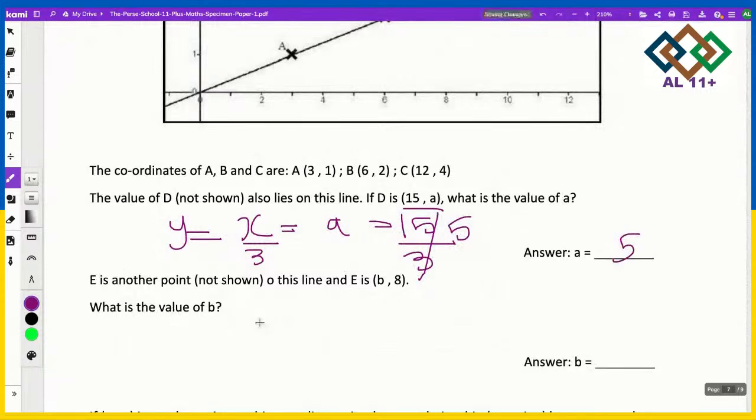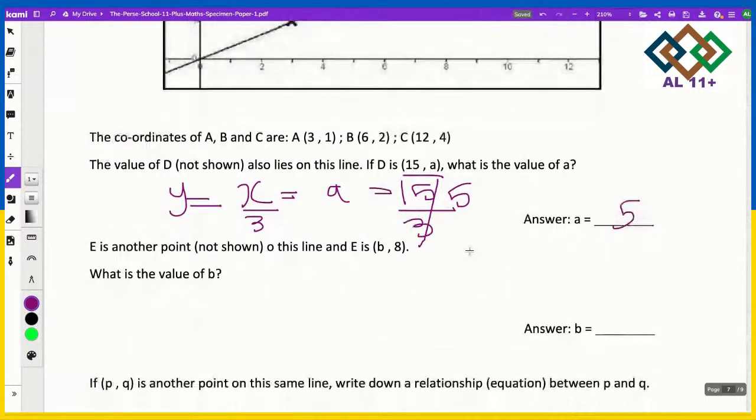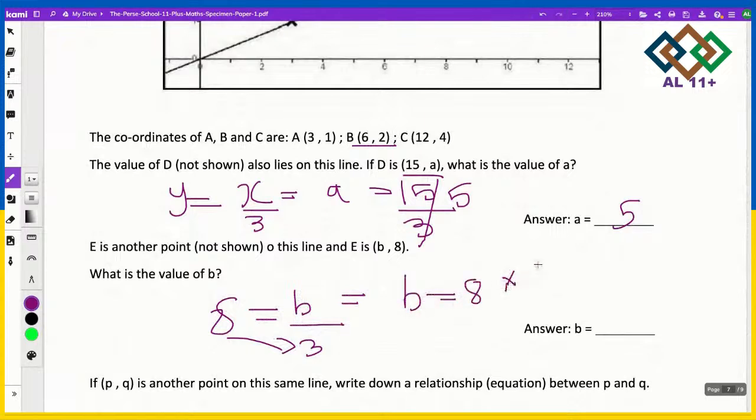So now they're asking you to find the value of B. So how would you find the value of B? Look at B. It's given here 6 and 2, that's 8, equals B by 3. Remember that when you have to find B, you'll do the opposite. So B equals 8 multiplied by 3. That gives you 24. Let me just see what you guys are doing.